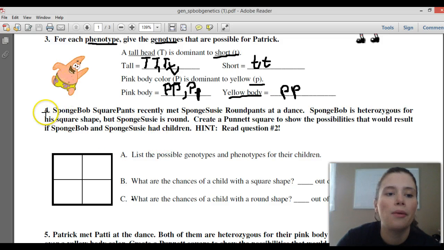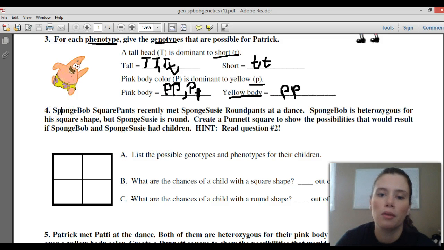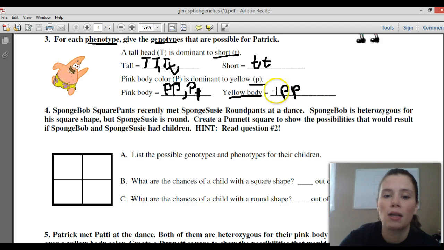Okay, so now let's go down here and actually start the monohybrid crosses. The first thing that you want to do is identify the parent's genotype, so which letters they're carrying. And it says that SpongeBob SquarePants recently met Sponge Susie Roundpants at a dance. SpongeBob is heterozygous for his square shape, but Sponge Susie is round. Create a Punnett square to show the possibilities that would result if SpongeBob and Sponge Susie had children.